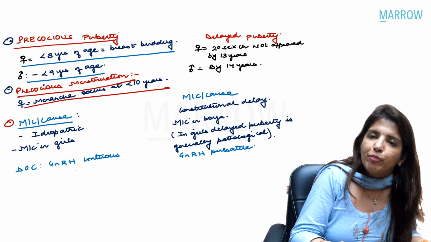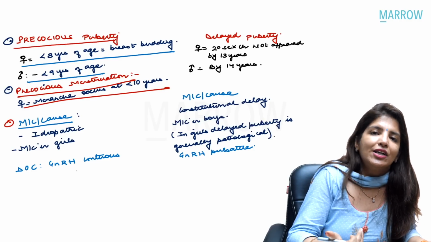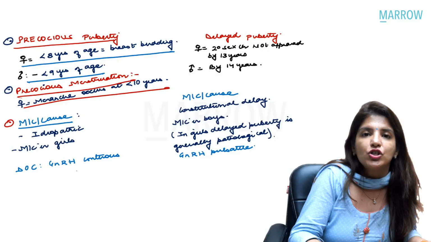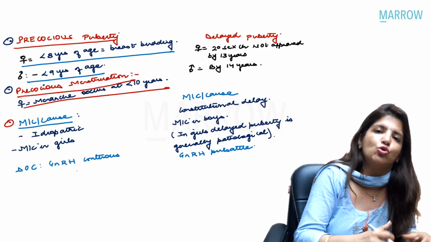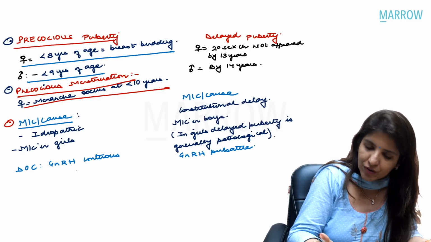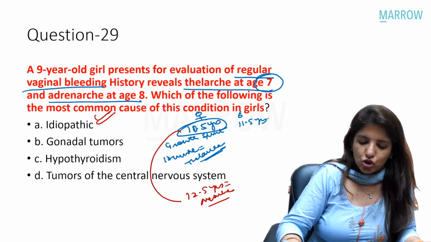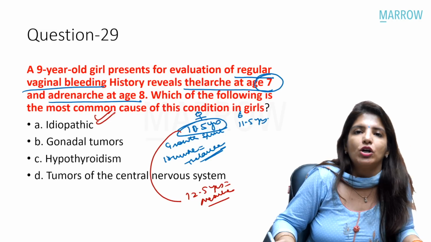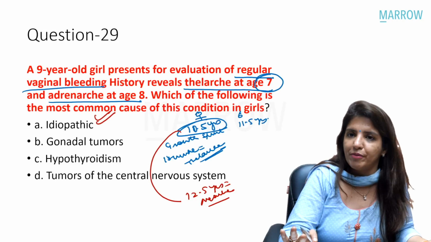What is the treatment for precocious puberty? You have to give them continuous GnRH. Whenever you give GnRH in a continuous manner, it decreases the levels of estrogen, and so precocious puberty would be cured. Right? So in this case, they are asking what is the most common cause? The most common cause is idiopathic. Please do not say that it is tumors of CNS. Tumors of CNS is not the most common reason.